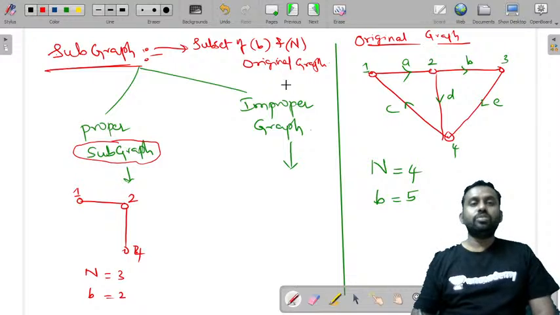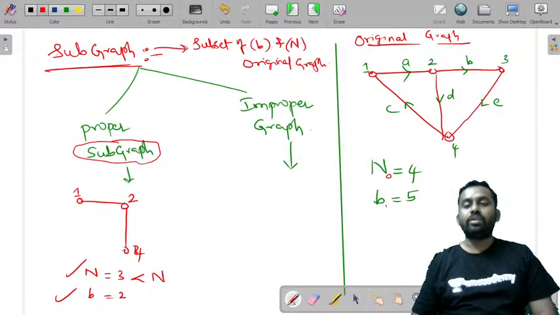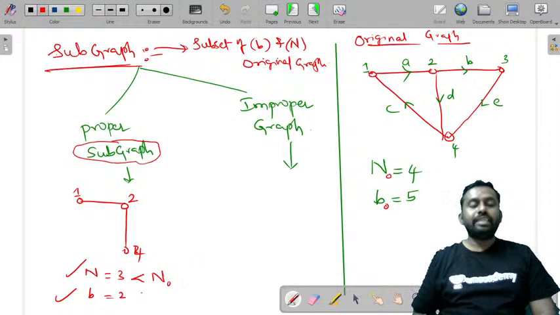So this is a proper subgraph. What is a proper subgraph? A subgraph that contains nodes and branches less than the nodes and branches of the original graph, let us take this as N naught and B naught, is said to be a proper subgraph.